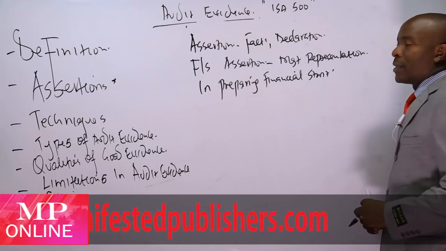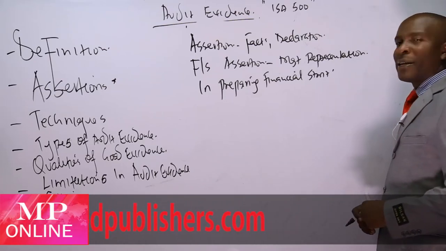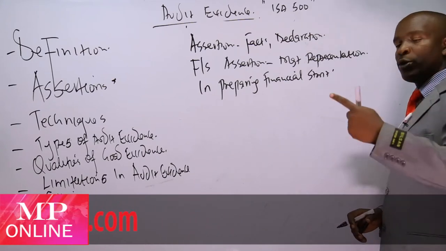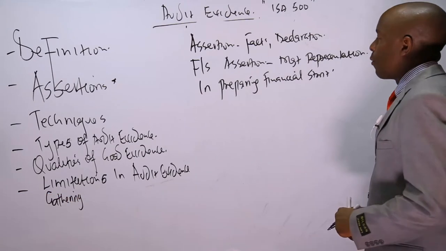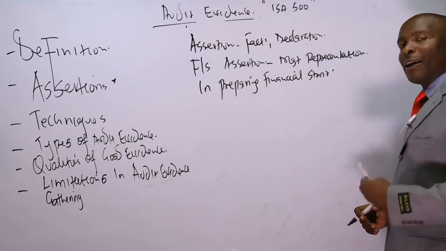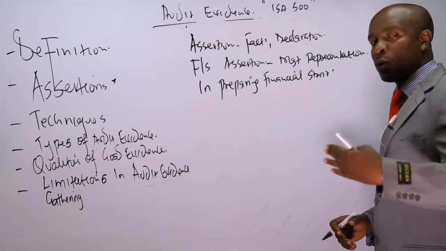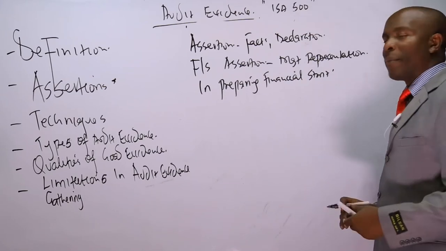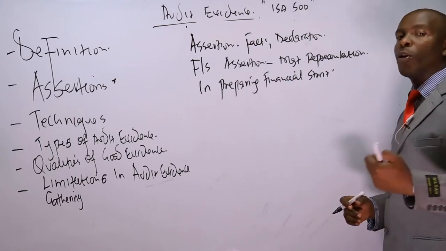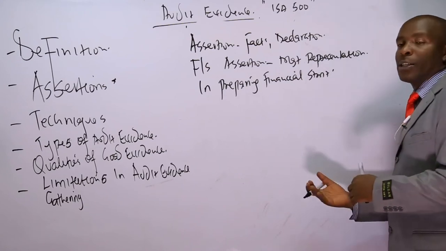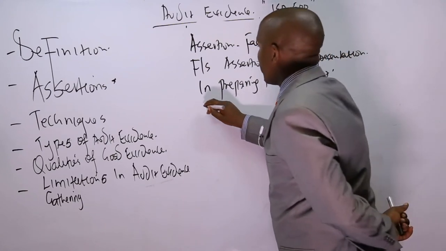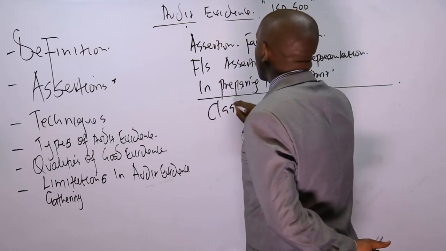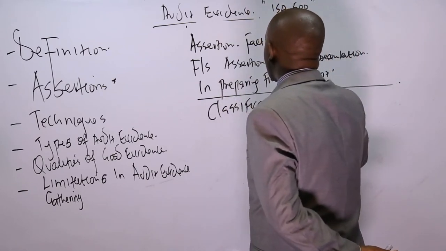The financial statement assertions. If the management states that this company has a motor vehicle, then they are stating that it is your responsibility as an auditor to confirm that motor vehicle existence. If the management says we had authority to acquire a loan, then the authority part becomes the assertion. If the management says that we own this motor vehicle, the ownership becomes the assertion. So basically, the financial statement assertions are classified into three categories.